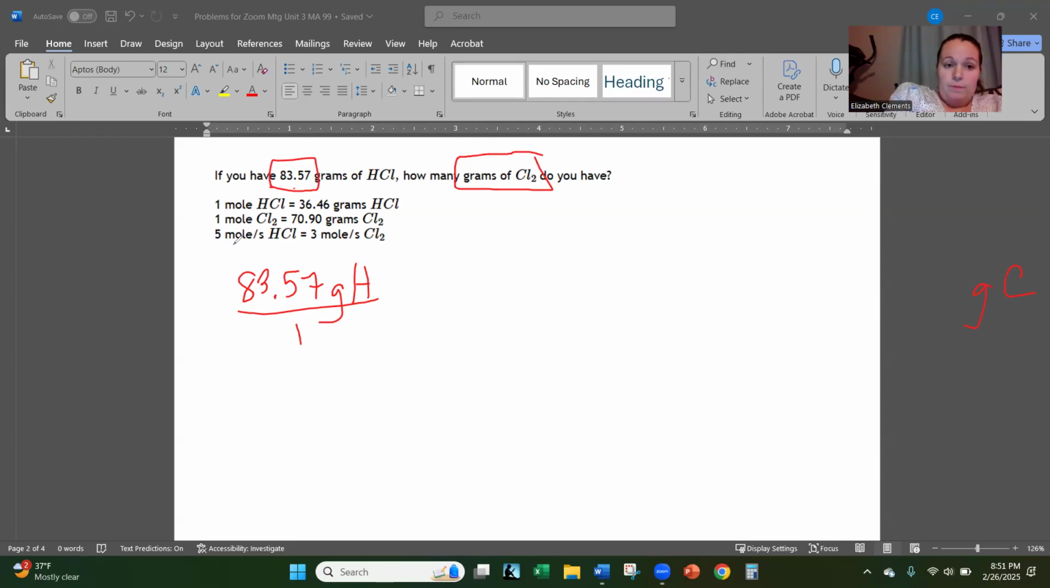So I'm going to put in what I need so I can get those units away. They need to cancel out. Whatever's in the numerator needs to be canceled out with the same thing in the denominator. So I'm going to find grams of HCl, which is right here. That goes in the denominator: 36.46 grams of HCl.